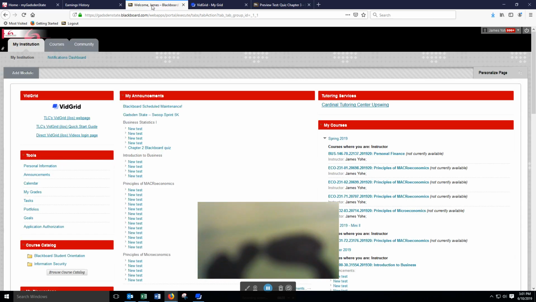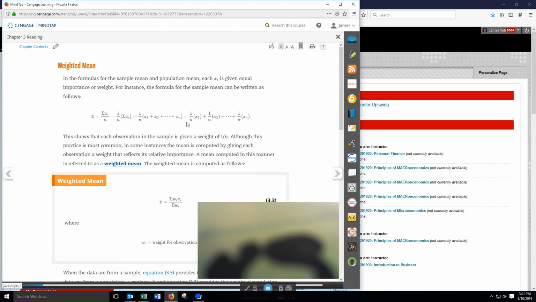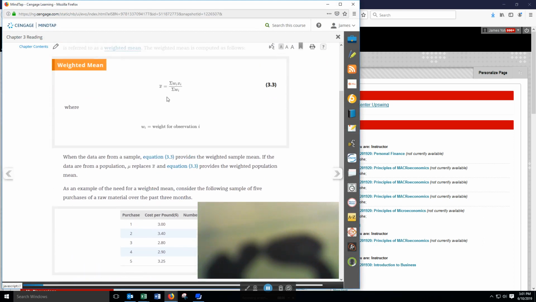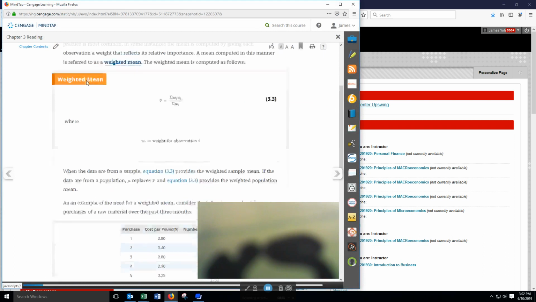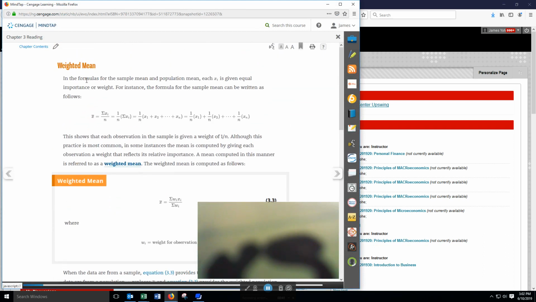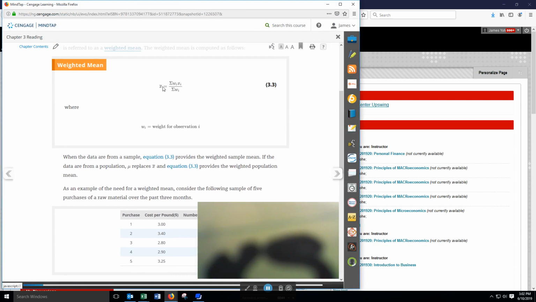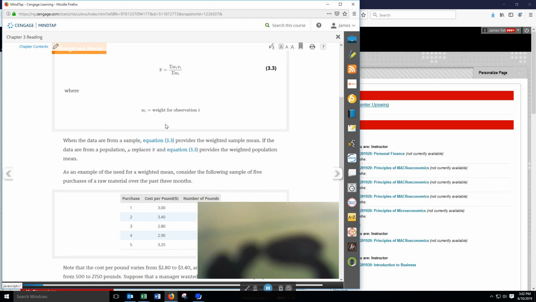First thing we'll do here is we'll go to Blackboard and we'll show you the equation. Okay. Now, when you have weighted data, the weighted mean, x bar, is equal to the sum of each weight times x sub i, summed up, divided by the sum of the weights.